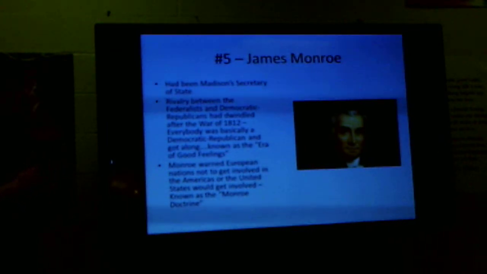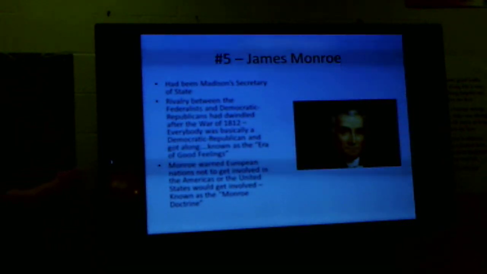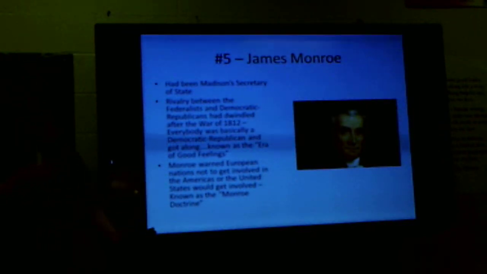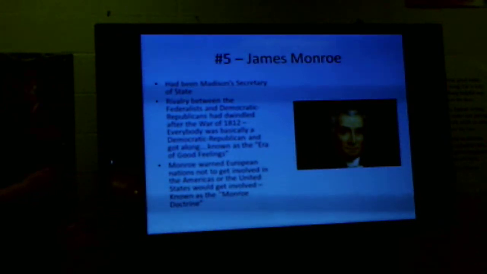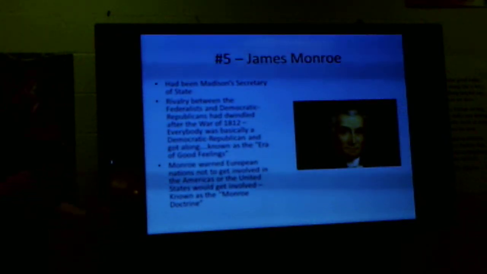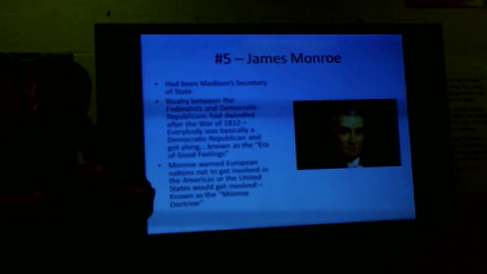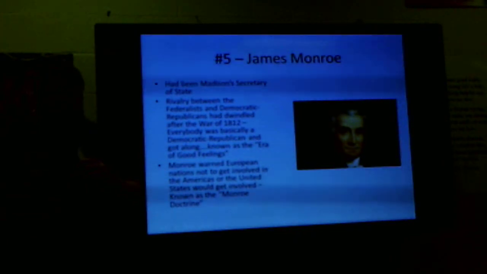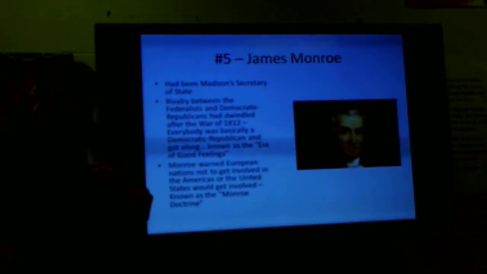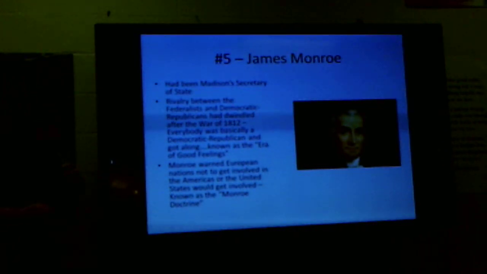He had been Madison's Secretary of State, and the rivalry between the Federalists and Democratic Republicans pretty much goes away after the War of 1812. Everybody was basically a Democratic Republican and got along. After we beat the British for a second time, we're feeling pretty good about ourselves, and we see no reason to fight with each other. The Federalists had kind of gone away, and this is just called the era of good feelings.